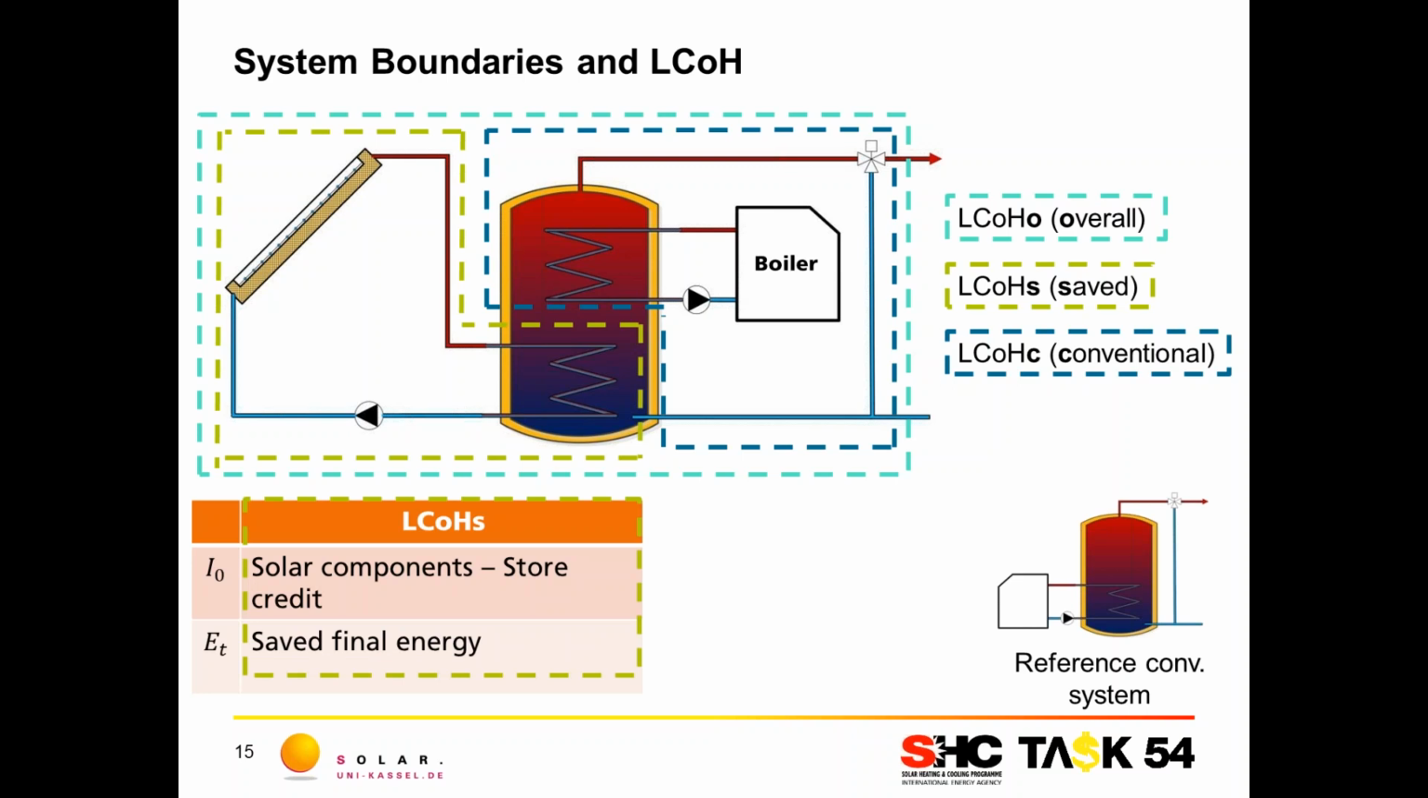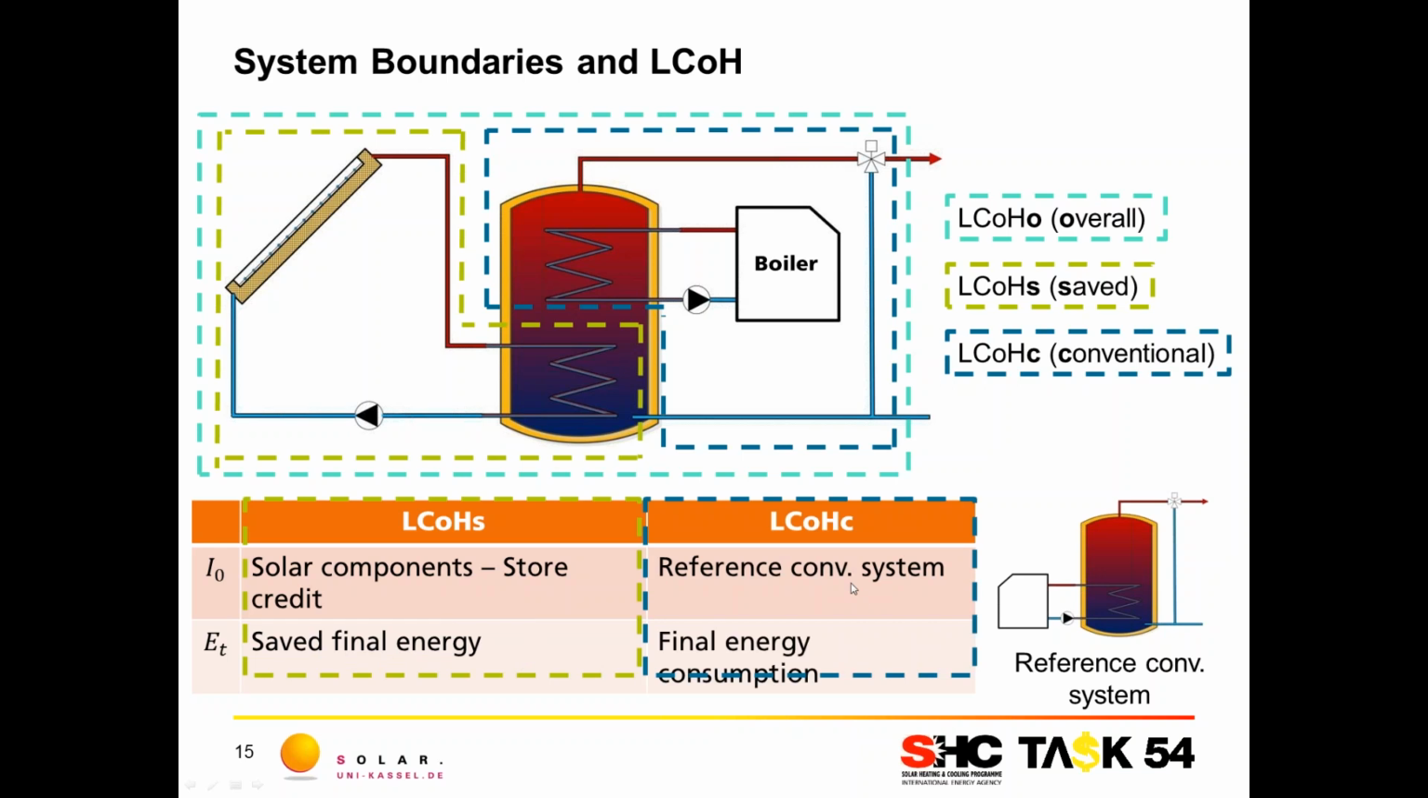And first of all, I should say that additionally, we need absolutely to define the reference conventional system, which is a system which delivers the same amount of heat to the end customer as our solar thermal system, but without the solar part. And this is necessary in order, first of all, to calculate a store credit, which is the cost of the store in this system, which will then be subtracted to the cost of the solar heating loop here. And we also need it in order to assess our reference energy, which is the safe final energy. And if I look at LCOHC, then the investment cost will be the cost of our reference conventional system, and our reference energy in this case is the final energy consumption of this entire solar assisted system.